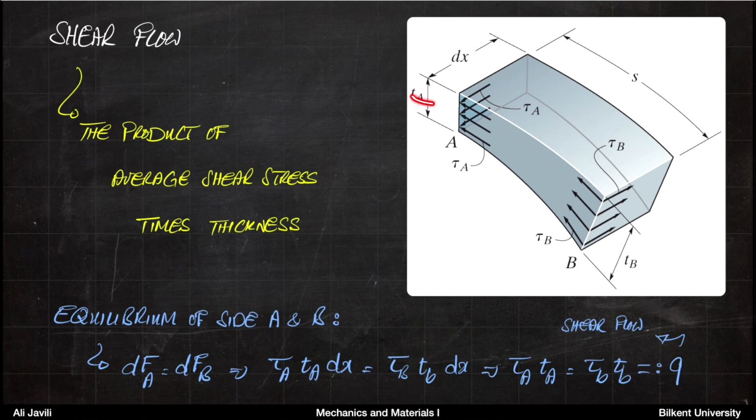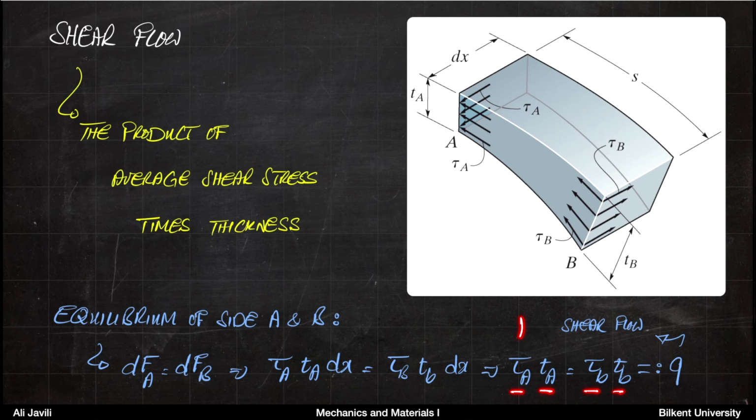Now the force on side A is stress times area. Stress is shear stress tau A, and area is thickness times dx, so tau A t A times dx. On part B, stress is tau B, and the area is thickness times dx. The dx from both sides cancel together. So you can see that tau A t A is equal to tau B t B.